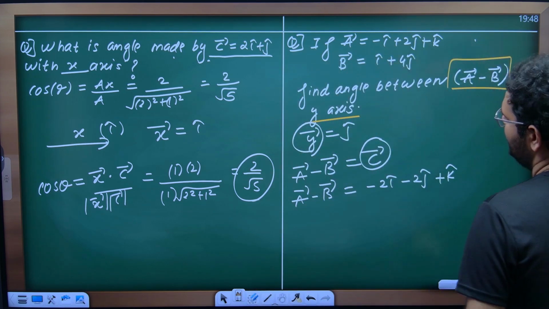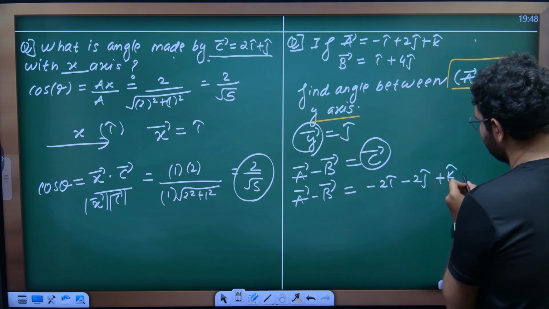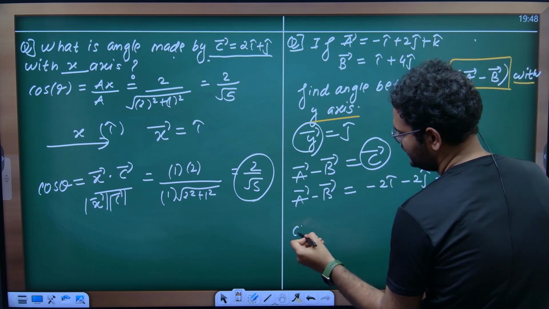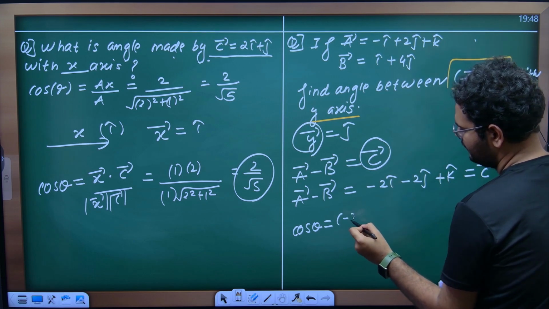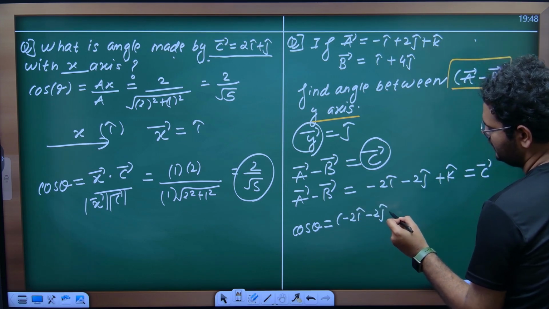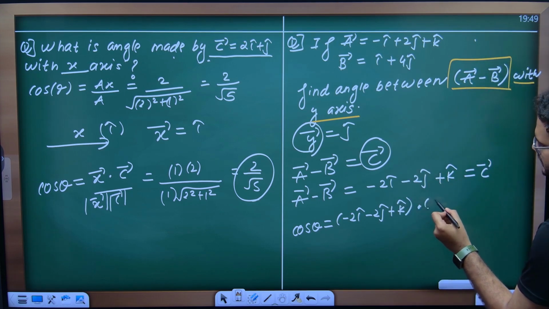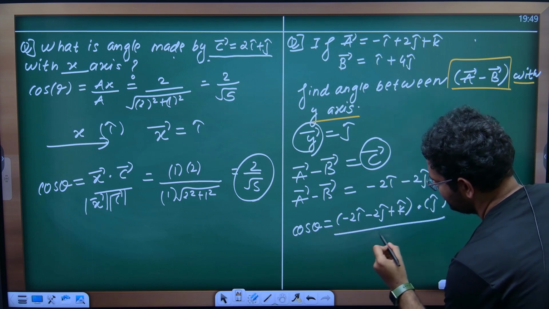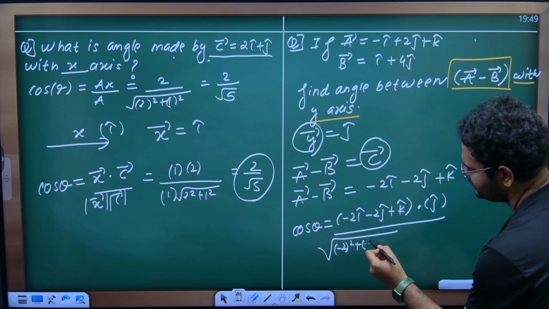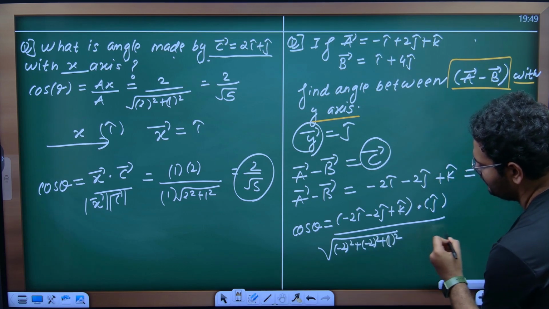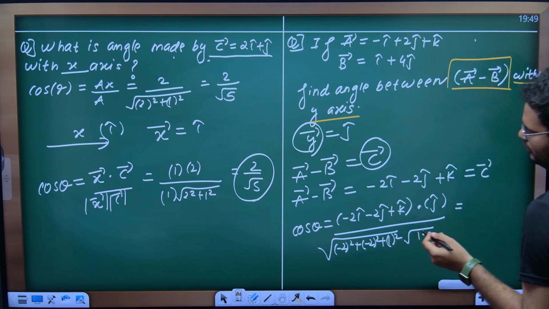Don't make any mistakes. So a vector minus b vector is this, and this is nothing but our c vector. If I want the angle, I will simply write cos theta is equal to, be careful, the dot product of this vector, minus 2i minus 2j plus k cap, dot j cap, that is the c vector, divided by the magnitude of c vector, which is the square root of minus 2 squared plus minus 2 squared plus 1 squared. And this is the square root of 1 only. Doesn't matter. Okay, so what will I get?